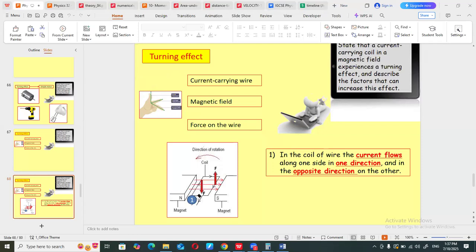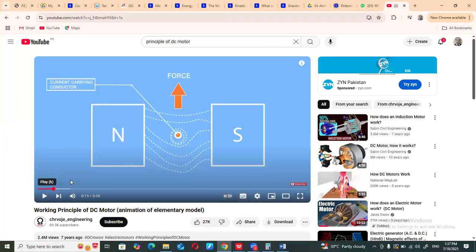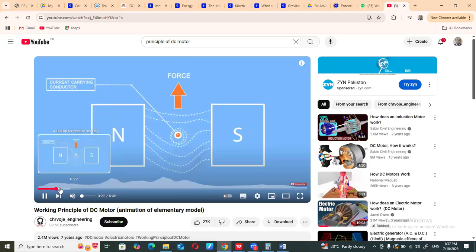Now, once the iron core is placed here, what will happen? For that, I have a small presentation to show you, and that presentation is very, very important. Check it out. Now, if you check this out, what will happen? You can see this is a sort of a wire, which is placed within a permanent magnetic field.